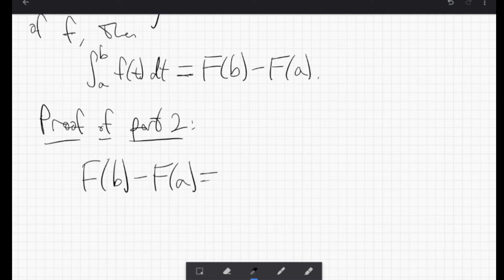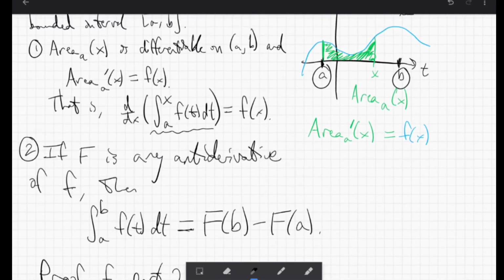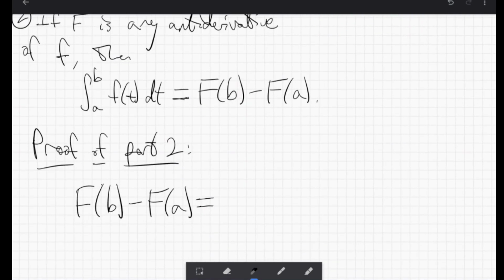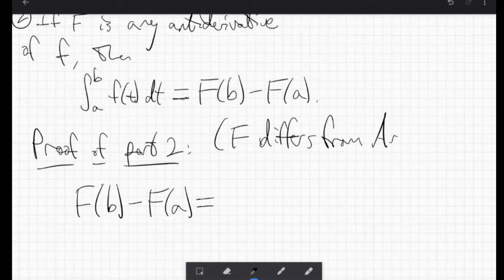By the first part, the area function, area sub a of x, has derivative little f. So what that tells us from the get-go is that the area function is an antiderivative of little f. And we know that all antiderivatives of this one function, little f, differ by a constant from each other. So off to the side here, just as a note, capital F differs from this area function, area sub a of x, by a constant. I've just written this in parentheses here. We're going to use that fact.